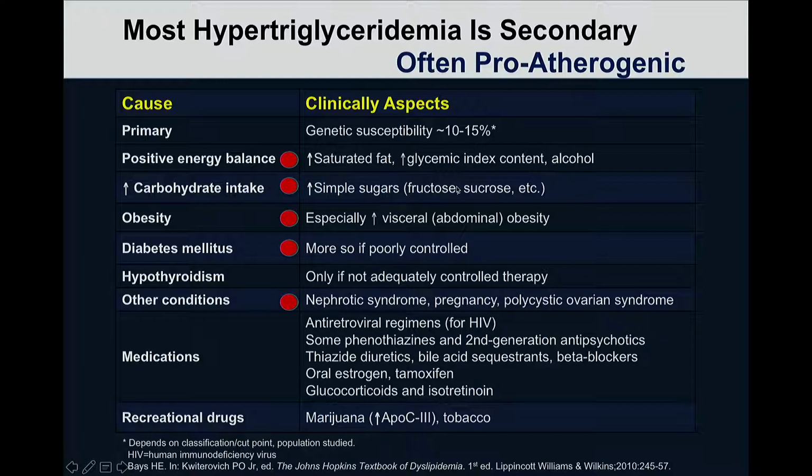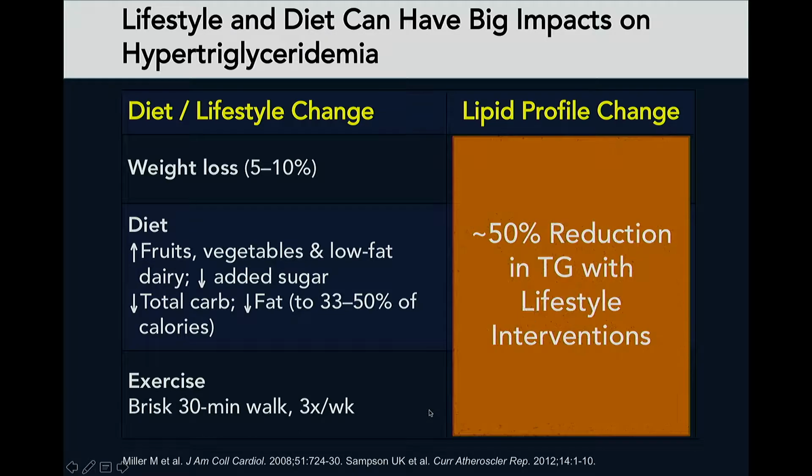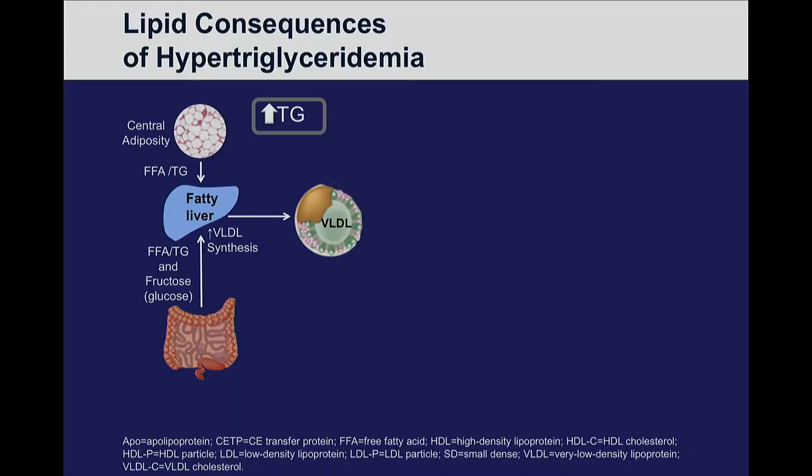And this may well be proatherogenic. Lifestyle can have a very significant impact on triglyceride levels. Modest weight loss can achieve that, and moving patients away from a high carbohydrate diet can be very effective, as can increased activity. And this is a first-step approach to patients with high triglycerides, seeing if you can modulate them through lifestyle interventions, looking at secondary causes.